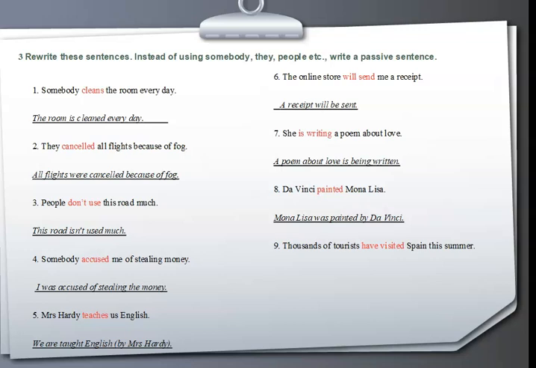Thousands of tourists have visited Spain this summer. Have visited is the present perfect tense. We're going to take Spain as an object and make it a subject. Spain has been visited by thousands of tourists this summer. Okay? Bear in mind that the present perfect is easy to deal with. Basically, you just put been in between and think about have or has going with the subject, and you basically keep the tense as you did it.